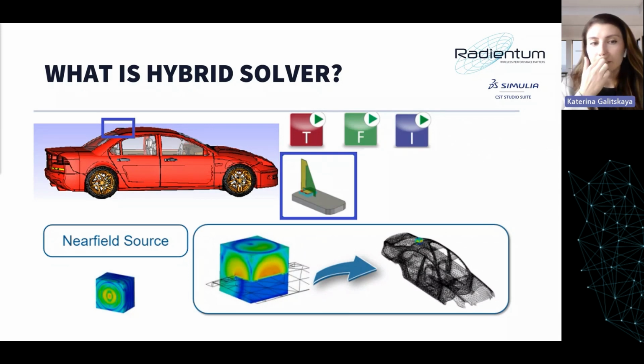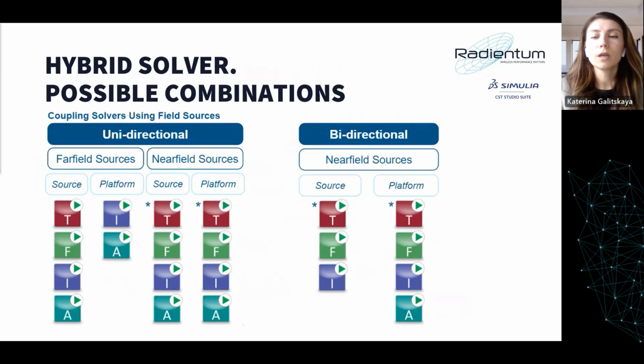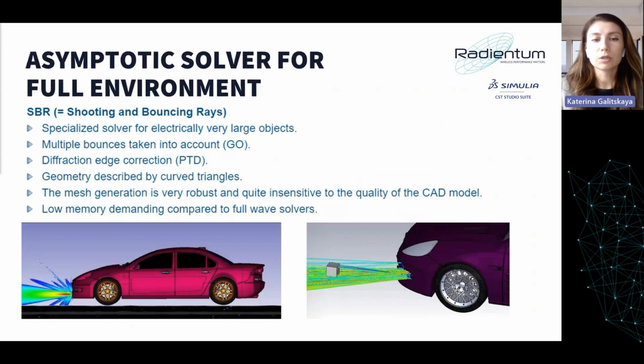On the next slide, there are two types of coupling available when setting up the hybrid solver. Unidirectional settings show source to platform coupling only, and bidirectional settings show iterative source and platform coupling. In addition to the well-known time domain and frequency domain solvers, we can use a more fitting solver for large-scale simulations, such as the asymptotic and integral equation solver, for example.